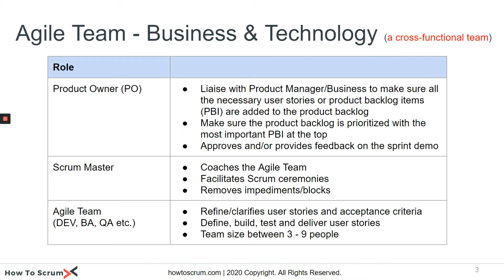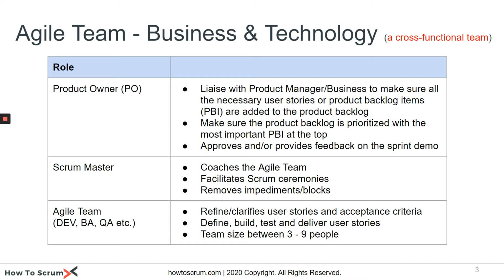So the most important thing about the Agile team is that the Agile team is the business and technology combined. There is no us and them. It is a cross-functional team that consists of all the developers, BAs, QAs, SMEs from network security. They're all there as one team.